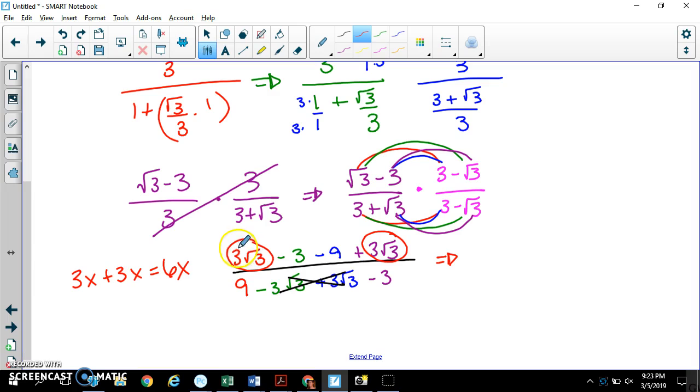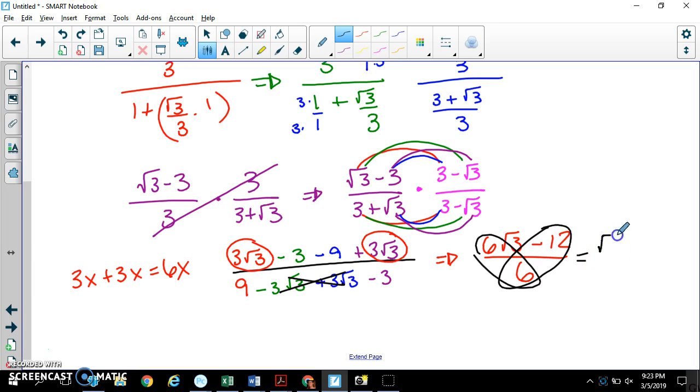So same idea here. I just combine 3 plus 3, and so I get 6 square root 3. And then minus 3 minus 9, so minus 12, over 9 minus 3, so 6. So now I just need to reduce. So I've got a 6 over 6 here, and I've got a negative 12 over 6 here. So that becomes square root 3 minus 2.